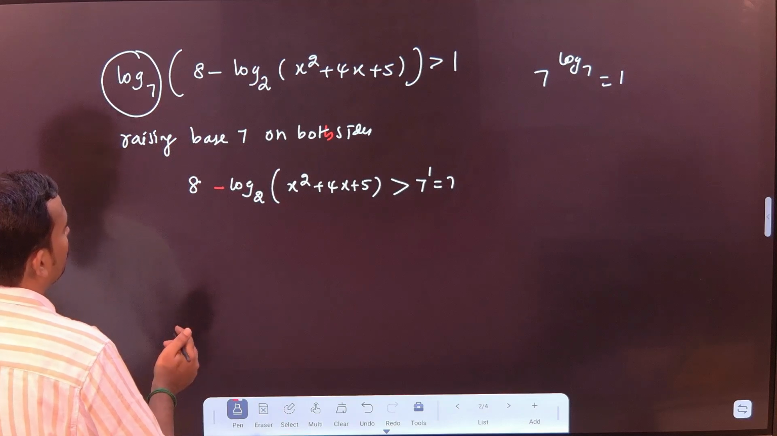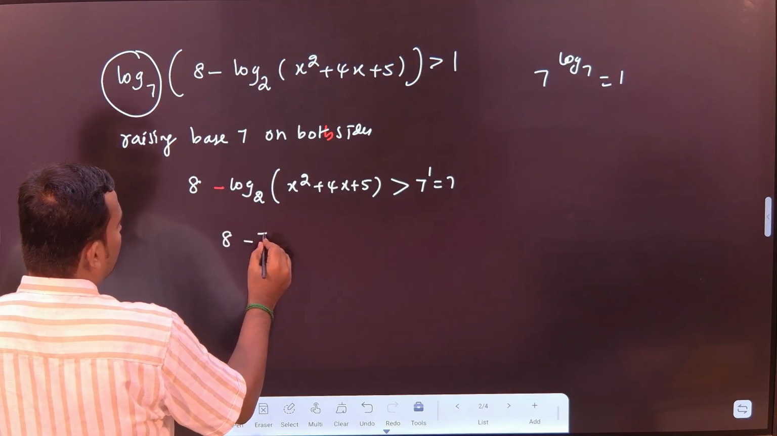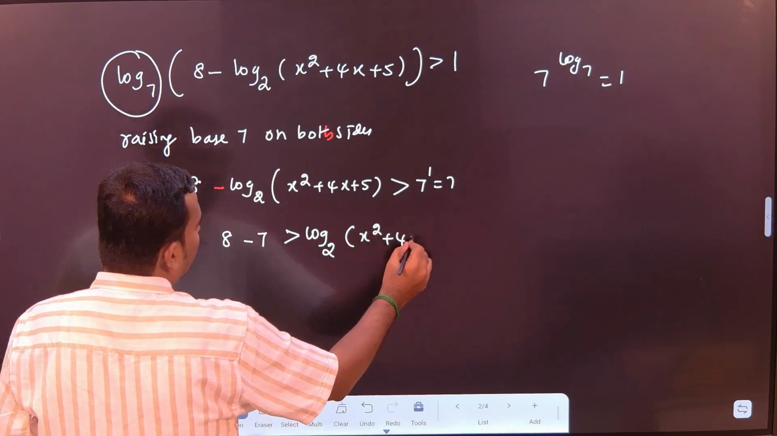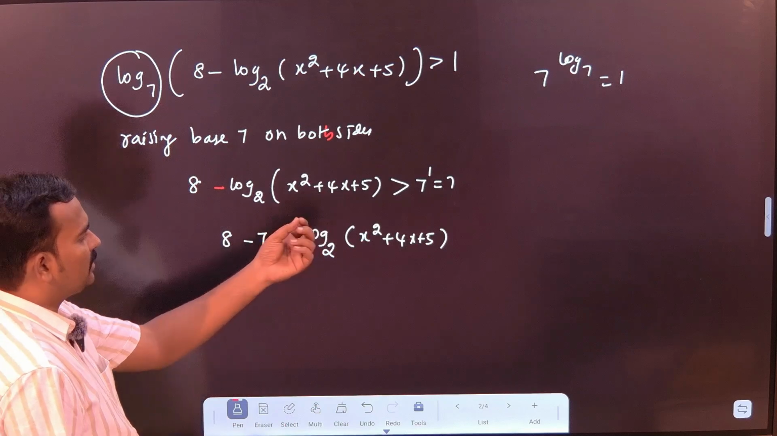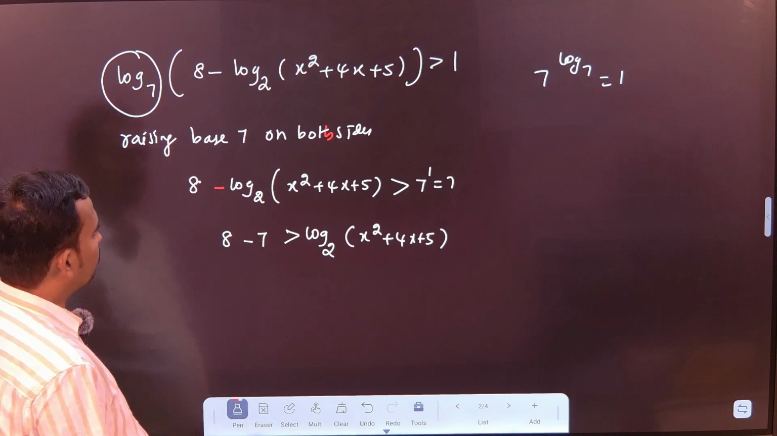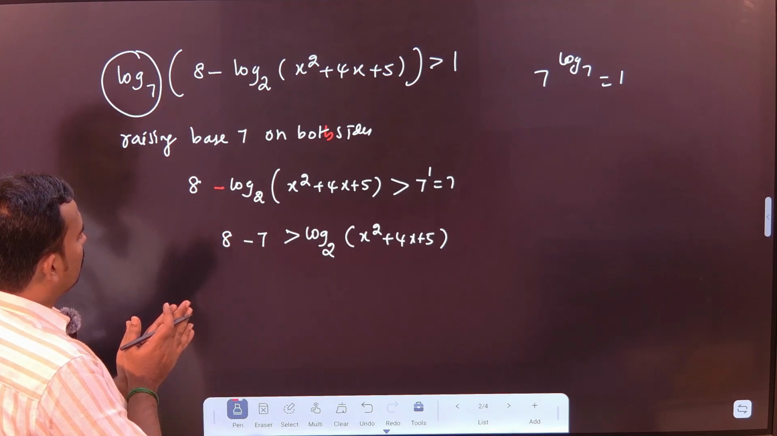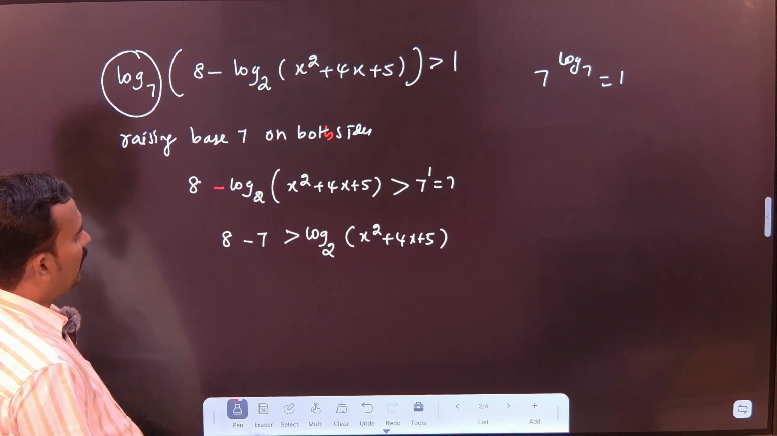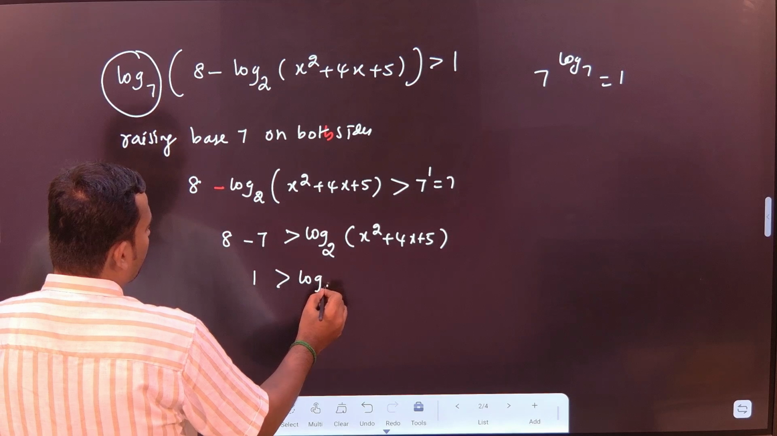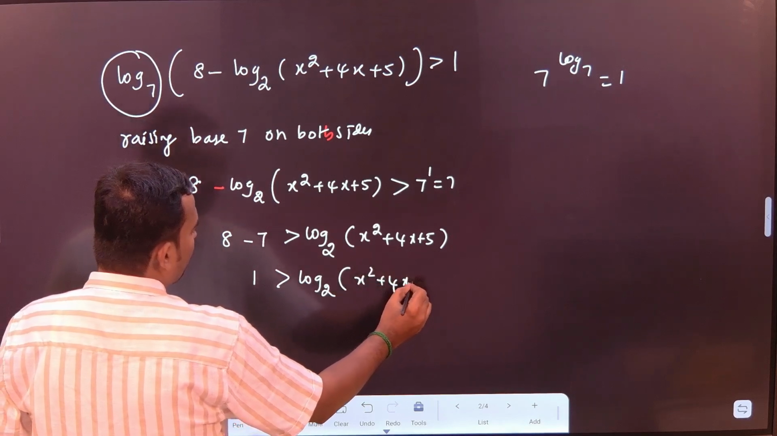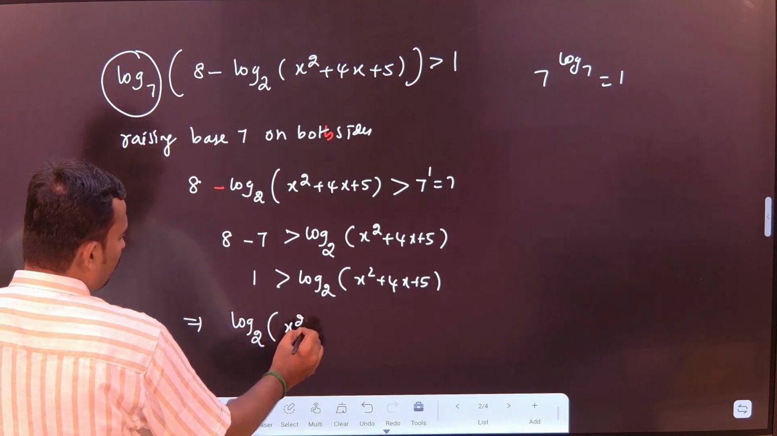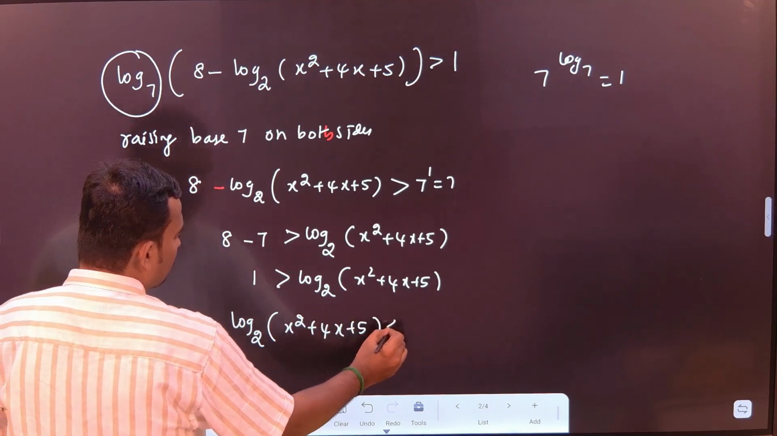Okay, fine. So finally we can conclude that 8 minus 7 is greater than log base 2 of x square plus 4x plus 5. I am sending the plus 7 over, now I am adding minus 7 on both sides. You can see 8 minus 7 is greater than, so what will we get? Yes, greater than log base 2 of x square plus 4x plus 5. So 8 minus 7 is what? 1. 1 is greater than log base 2 of x square plus 4x plus 5. Now you rewrite this. How to write? Log base 2 of x square plus 4x plus 5 should be less than 1.